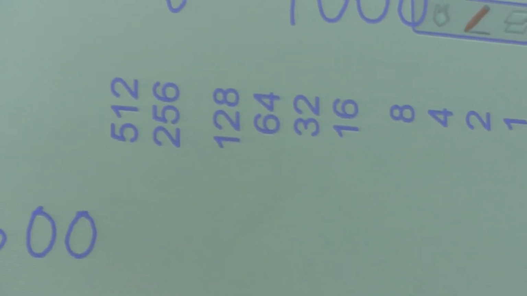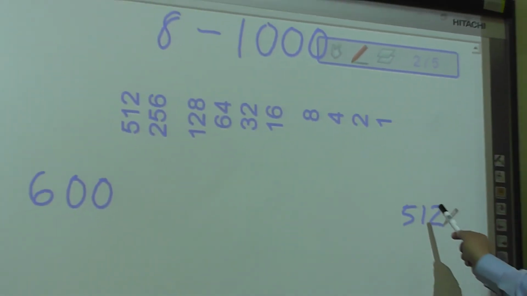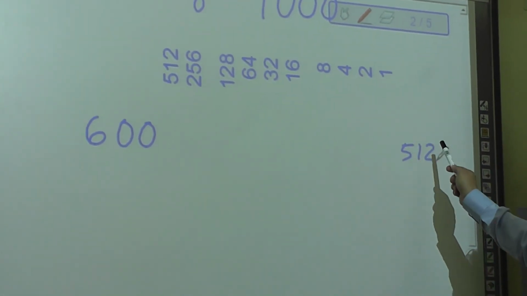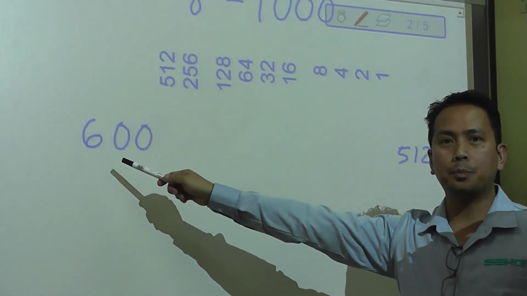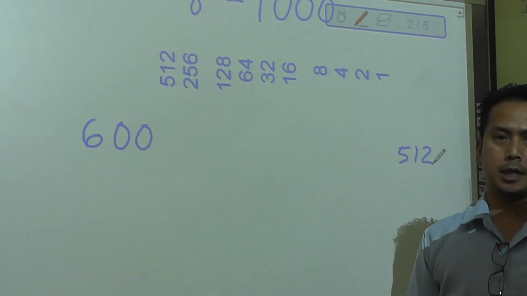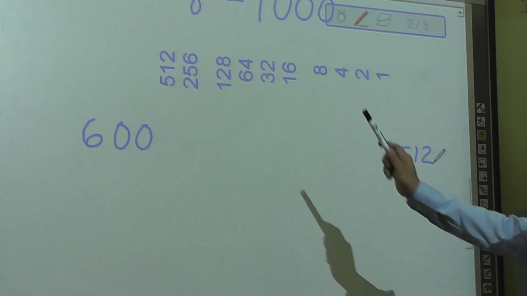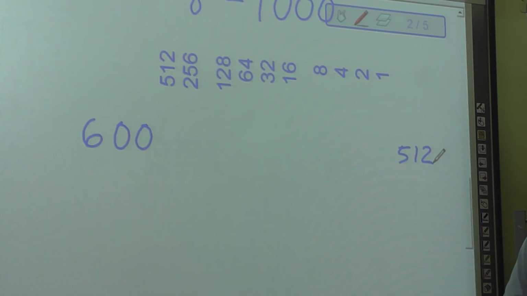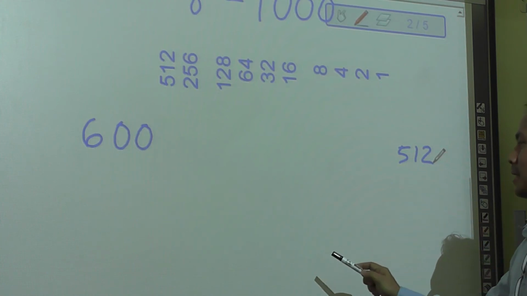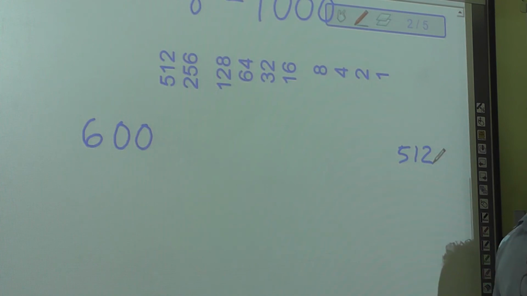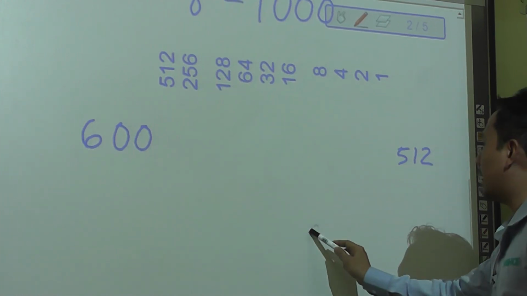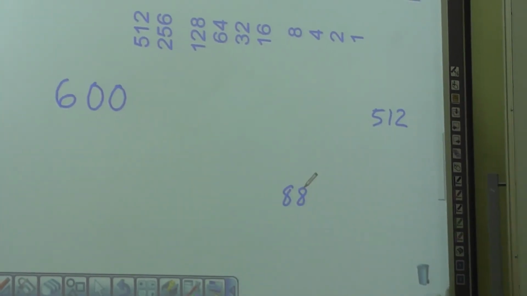So, what you will do is to subtract these numbers from the 600. Okay, this is what you will do. So how much now is 600 minus 512? 600 minus 512. How much? Minus 512 equals 88. Okay, so we still have 88.